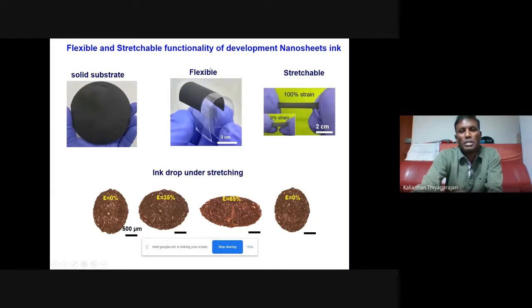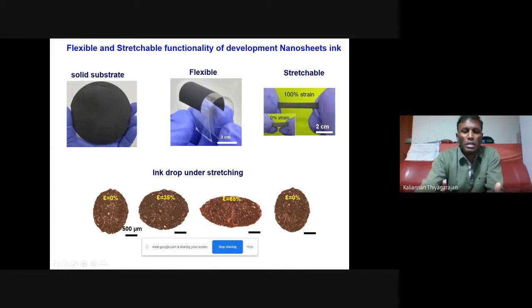And when I use the flexible substrate, the adhesion is really good, and it is bendable also, and it doesn't change any property; it is not at all changing with flexing. When I use the stretchable substrate and coat over that, I can stretch even 100%. It was stretching really well, and when I release, it comes back to its original position.